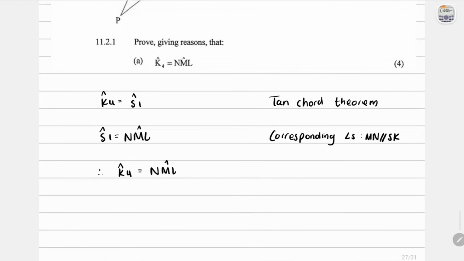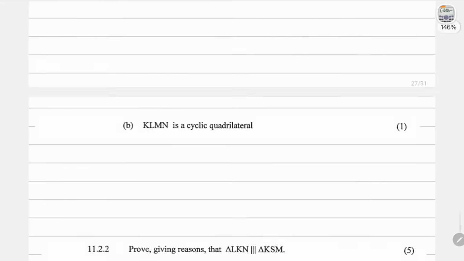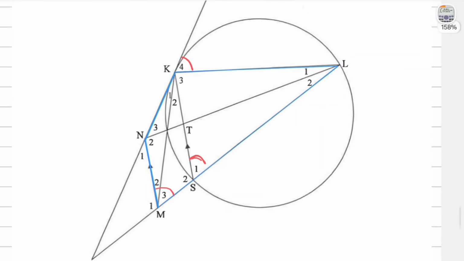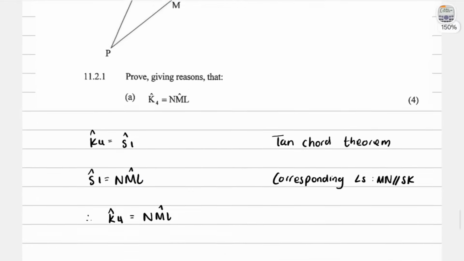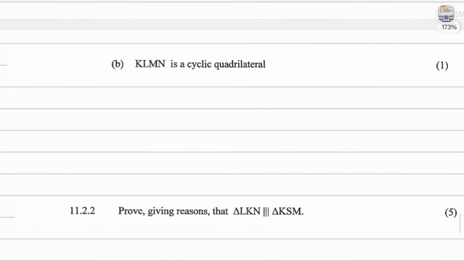Okay, moving on to the next question. And then B says we need to prove that KLMN is a cyclic quadrilateral. Okay, so that is this quad over here. Since we are looking at that, and I guess here it's already very clear, but just remember the three theorems that you have to prove that a shape is a cyclic quad.